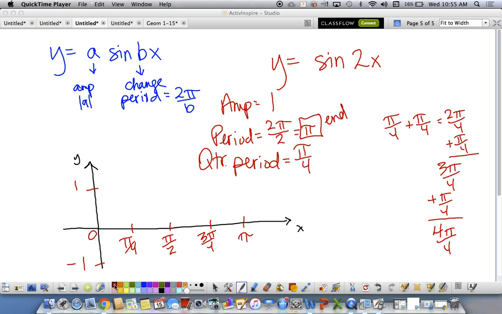Okay, we still need to graph it. All we've done is label our axes. We've labeled the y, we've labeled the x. Then I go back to my equation and say, what type of graph do I have? Sine. We have sine, and it's a positive sine, so I'm starting at 0.